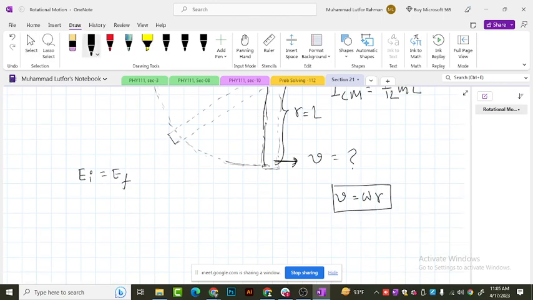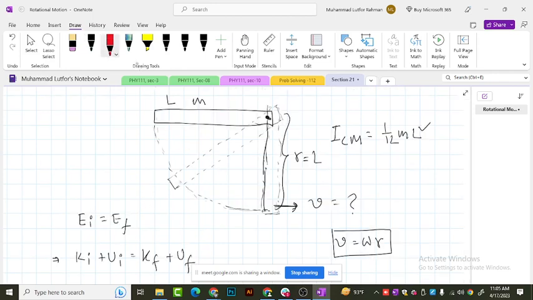Alright, to find that, let's write down the energy conservation law. Kinetic energy initial plus potential energy initial must be equal to kinetic energy final plus potential energy final. Now let's choose this as my origin, with this as my x-axis and this as my y-axis.